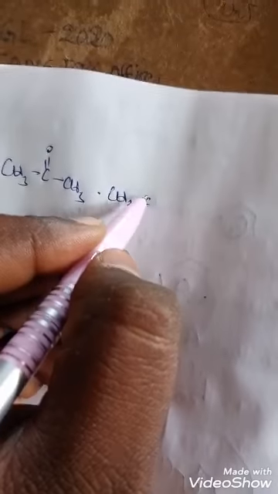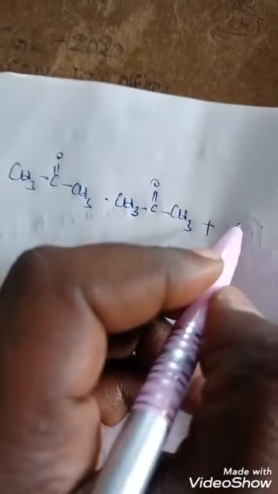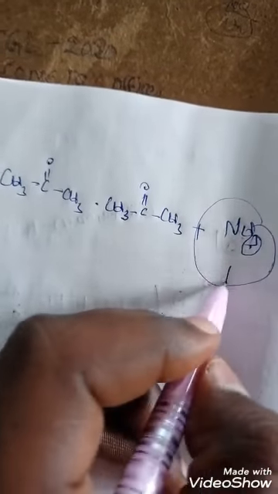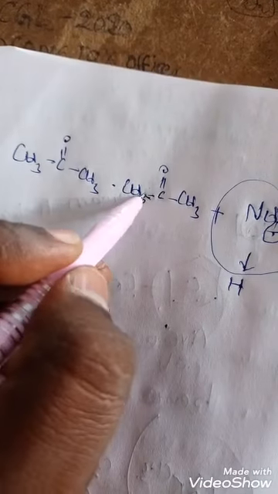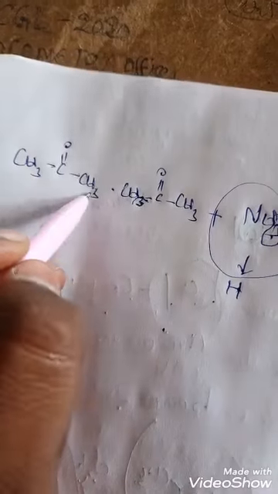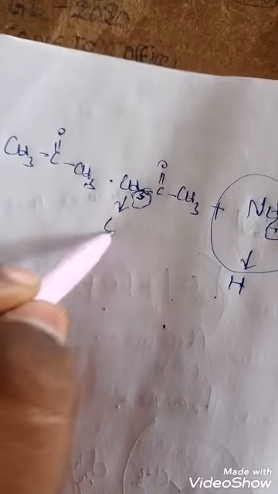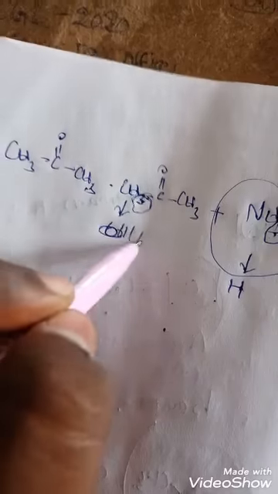2 moles of acetone means CH3 C double bond O CH3 and CH3 C double bond O CH3, plus NH3. Okay students, in that we can remove one H atom, and also one H atom from the other.